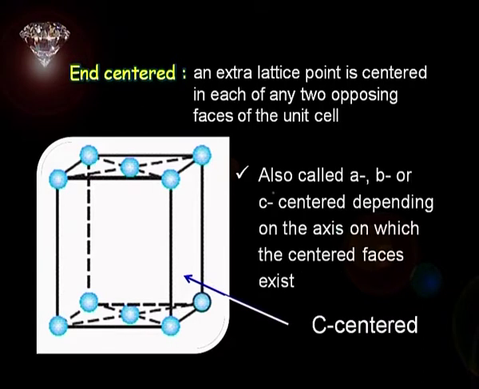They are further classified as A centered, B centered or C centered, depending on the axis to which the centered faces exist. In the case shown here, this is our A axis, this is our B axis and this is our C axis. So, in this case, the face centers are on the C axis. So, this is called a C centered lattice.